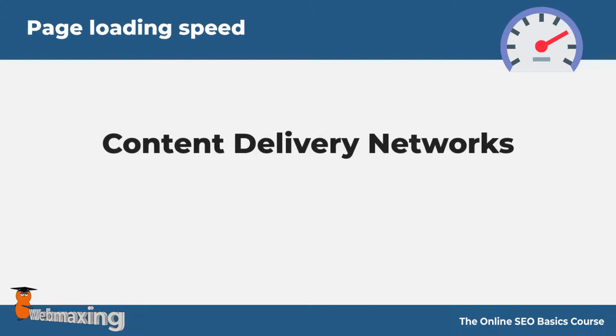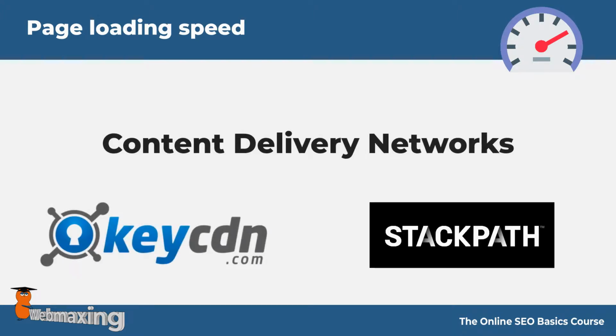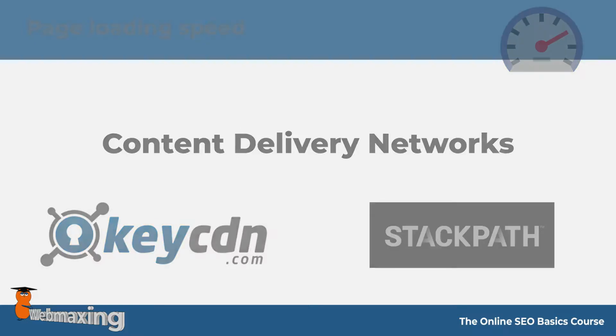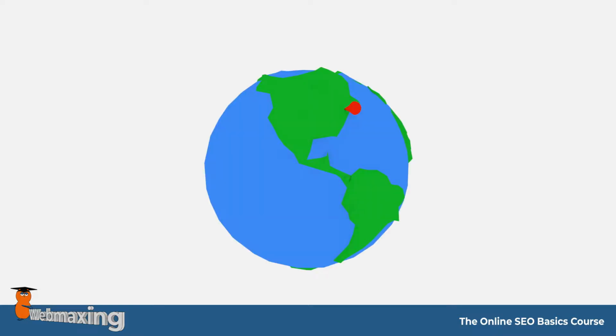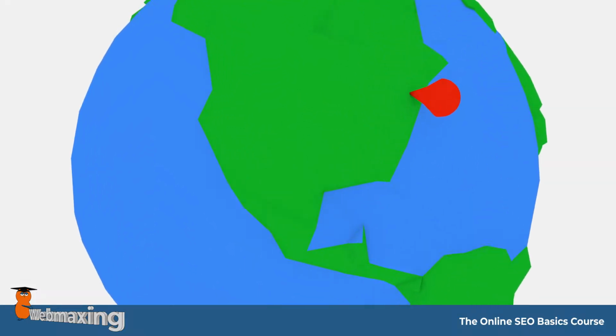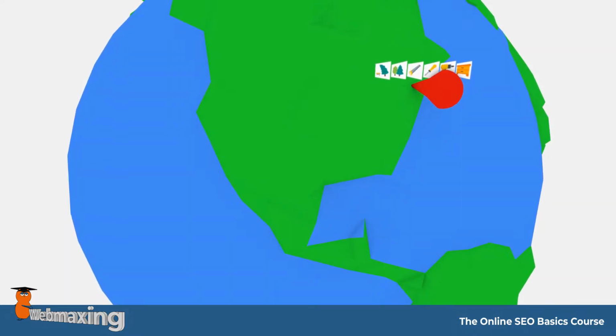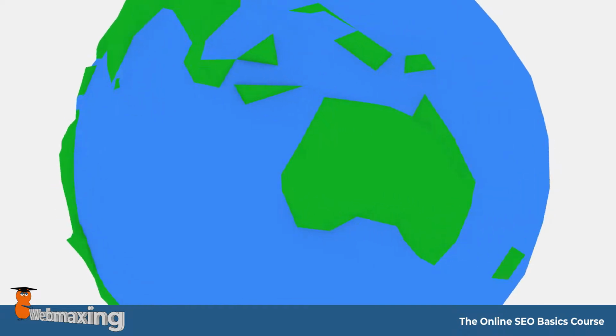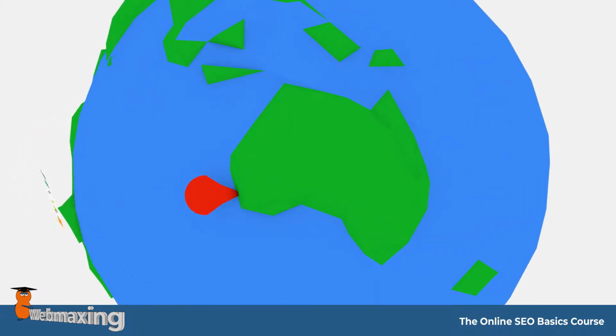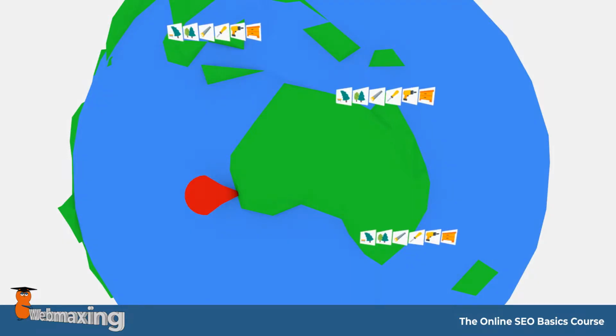Finally, consider a content delivery network, like KeyCDN or StackPath. What do these do? Let's say you host your website on a server in New York. That means all the content, including large files like images, are located there. Now let's say someone in Perth, Australia wants to see your content. All the files have to be sent halfway around the world. Content delivery networks keep certain parts of your website, like images, on numerous servers around the world. So now, when your Perth visitor wants to see your site, these parts are sent from somewhere nearby, slicing vital time off your loading speed.